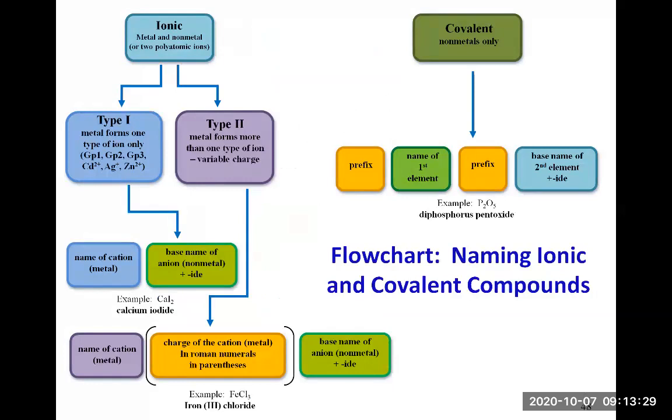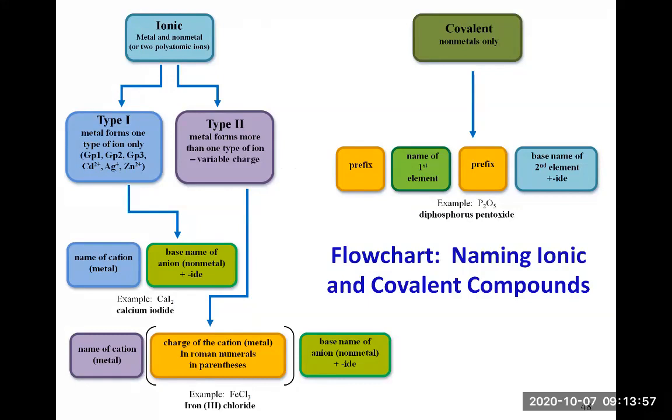So it's just saying the same thing here. So covalent compound are made of non-metals only. For them, we use prefixes in front of the element's name. The first element is just as it is in the periodic table. The second one ends in ide. For example, P2O5 is going to be diphosphorus pentoxide.